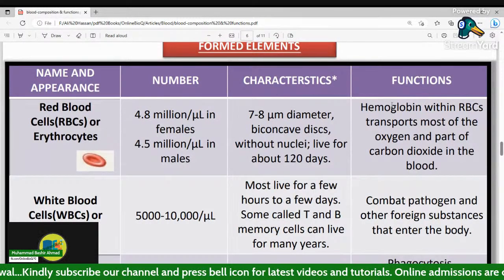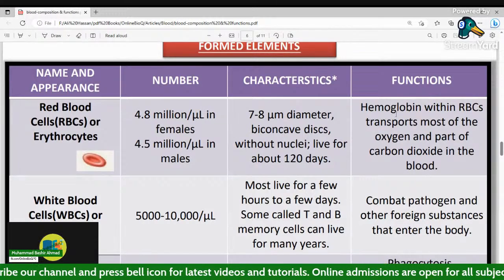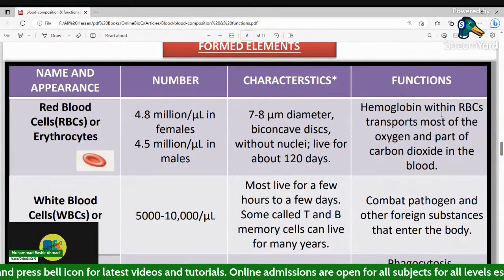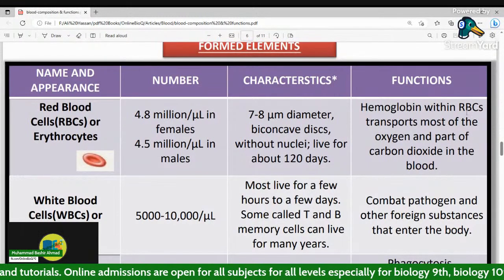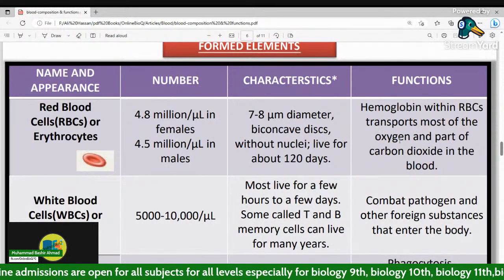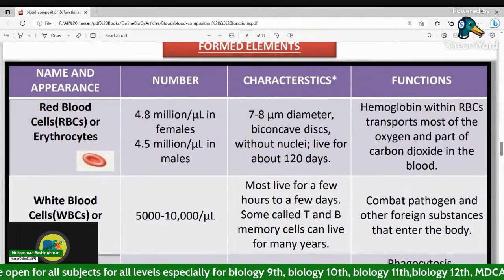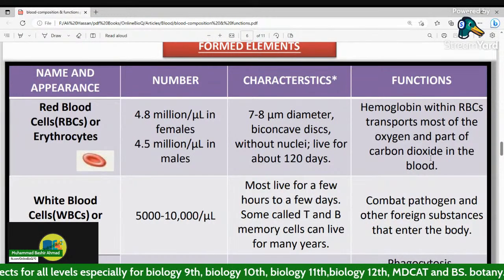What are their functions? These contain hemoglobin. Hemoglobin within red blood cells transports most of the oxygen and part of the carbon dioxide in the blood.